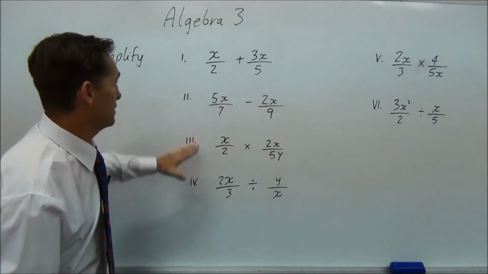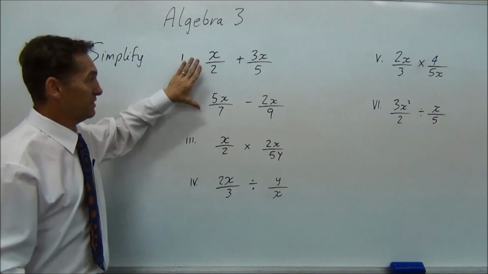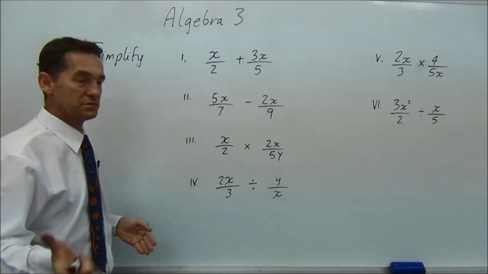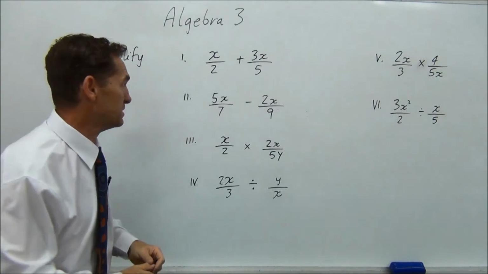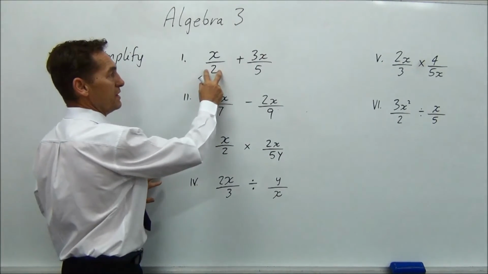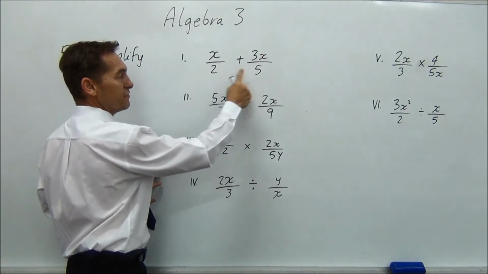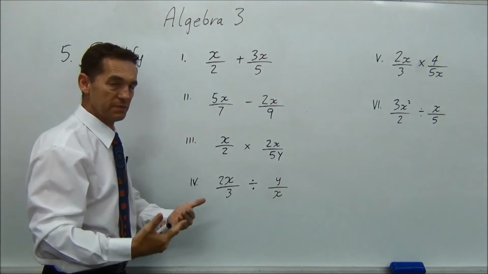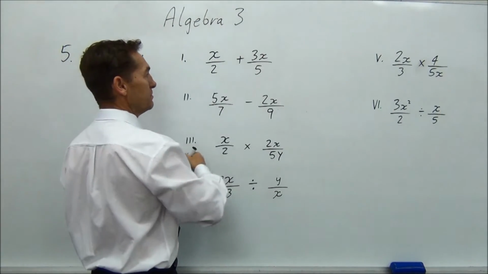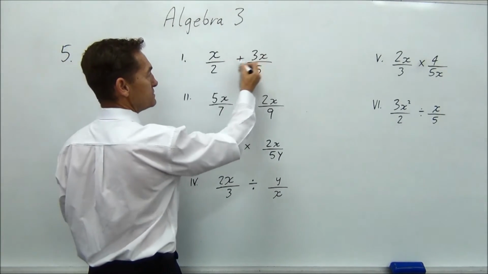G'day again. Back for part 5. So for this one we're going to simplify algebraic fractions. So you're just going to use your straightforward fraction rules, just apply them to algebra. So if you add two fractions with different denominators, you're going to cross multiply. Now you should have learned that before, but if you can't remember it, you're just cross multiplying as you go.